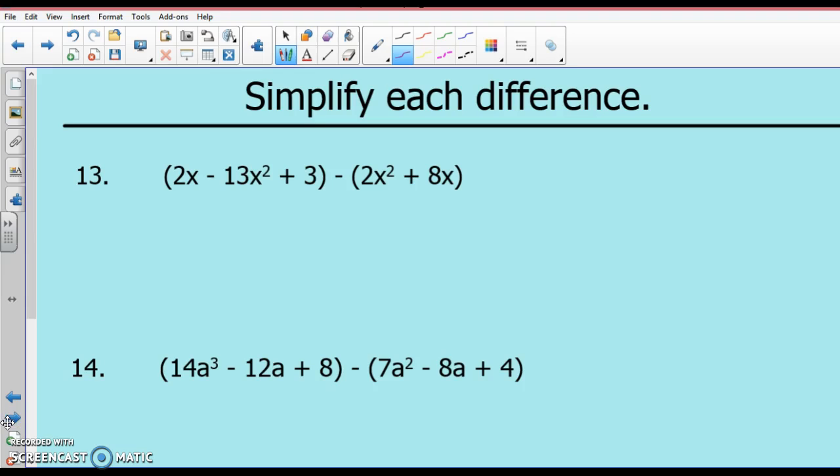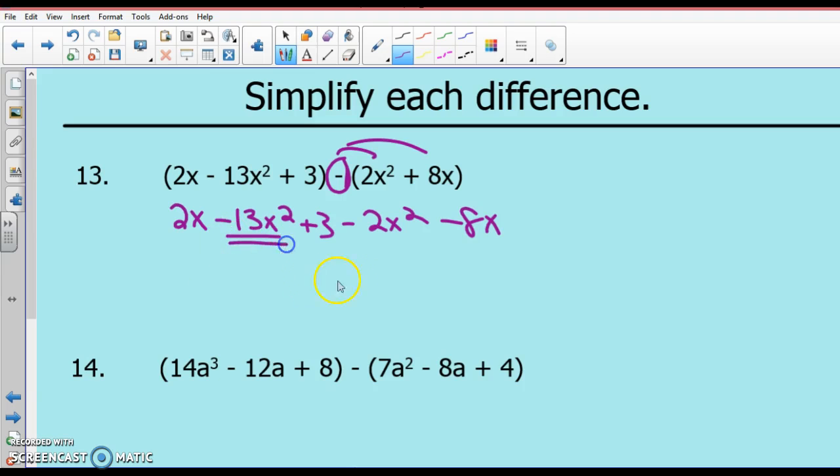Now, when it is minus, you need to. Aren't we distributing a negative 1? So this will be 2x minus 13x squared plus 3 minus 2x squared minus 8x. Because you need to distribute that negative 1. You're subtracting the whole quantity. So I'm going to have negative 13x squared minus 2x squared is what? Negative 15x squared. 2x minus 8x is negative 6x. And then I just have a plus 3.